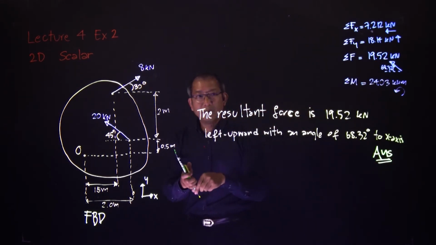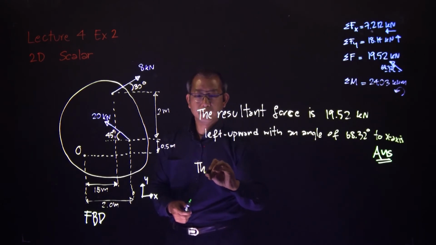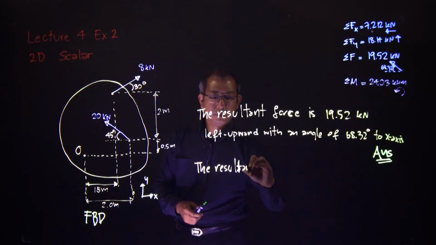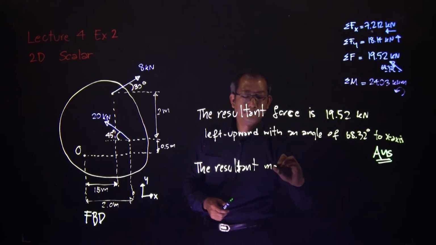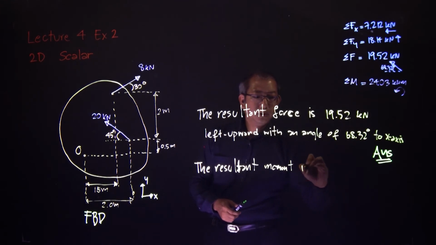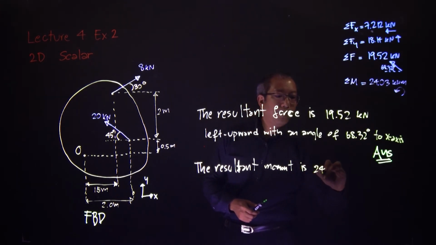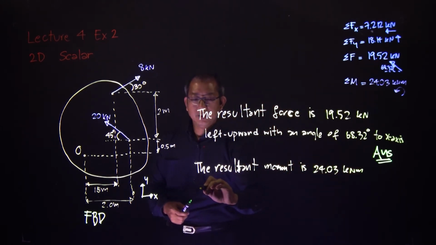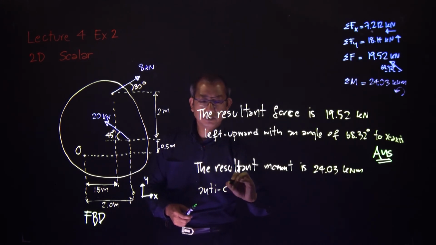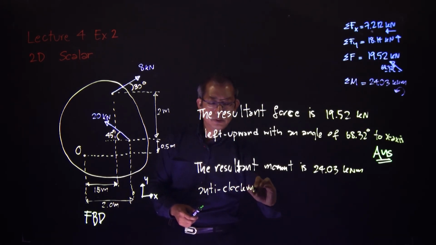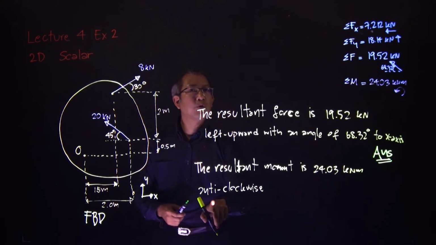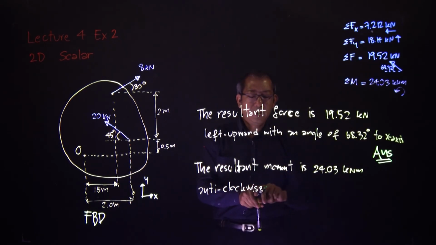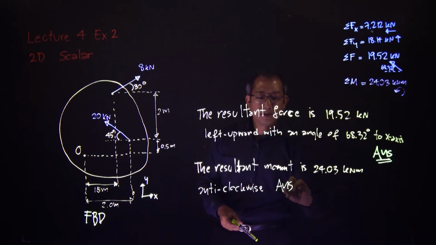Then we also have the resultant moment is 24.03 kilonewton meter anti-clockwise, or I think in American it's called counter-clockwise. I will take both, and then this is also an answer.